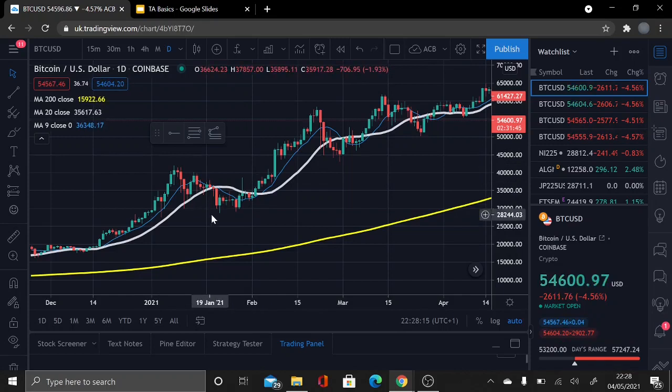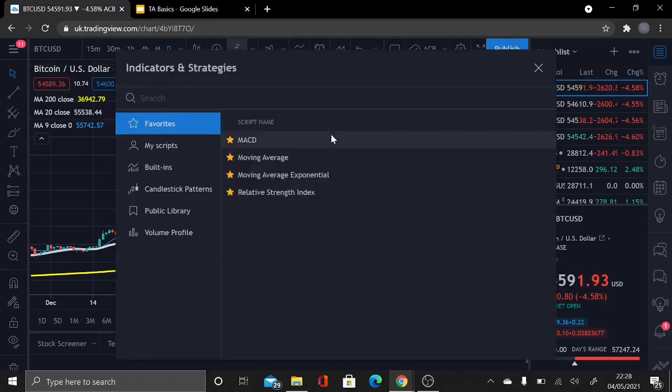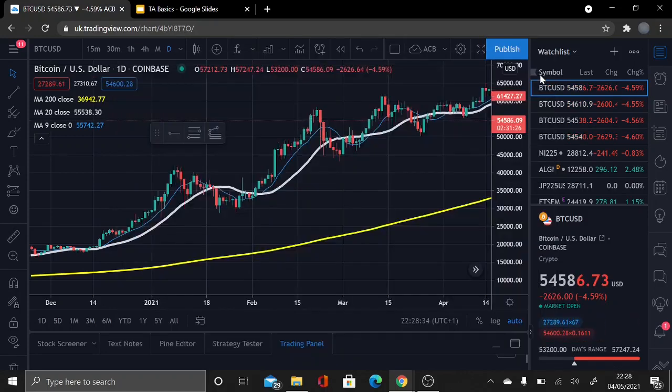Now you can learn more about what it actually means, all the algorithms. To be fair, it doesn't matter. The reason why these things work is because everybody else is looking at them. That's the only reason why these things work. Okay, so how do you add an indicator? You'd go into indicators and strategies, and you'd put in moving average, and then you would include 3 different moving averages.